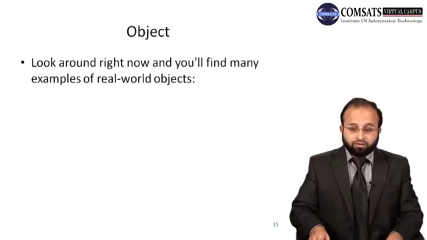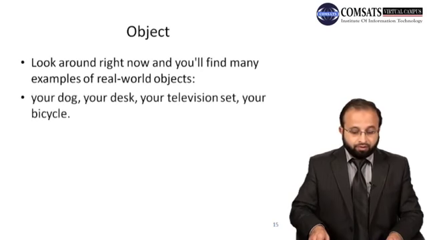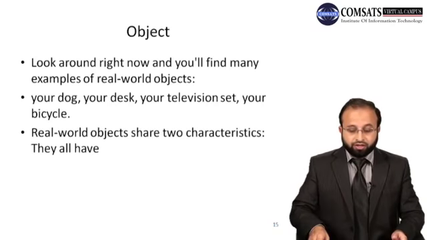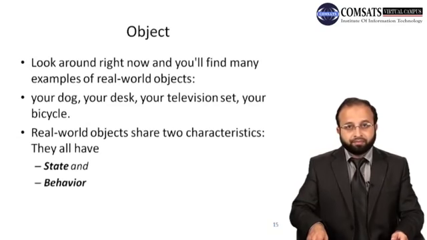Now objects. So you can look around now and you will find many examples of real world objects, right? For example, your dog, your desk, your television, your bicycle, these are all objects. Real world objects share two characteristics. They all have state and behavior.